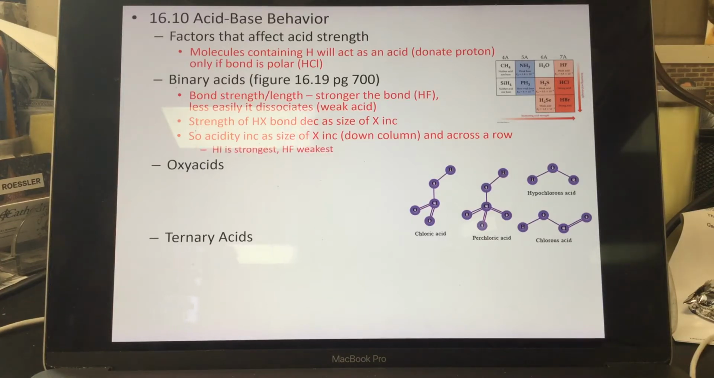So of the 3 strong binary acids, hydroiodic acid is actually the strongest, and then hydrofluoric would be the weakest, and hydrofluoric is just a straight up weak acid.